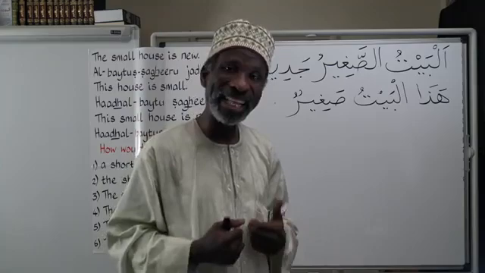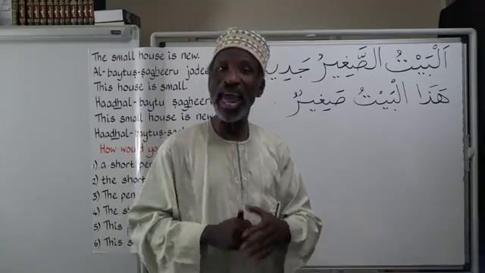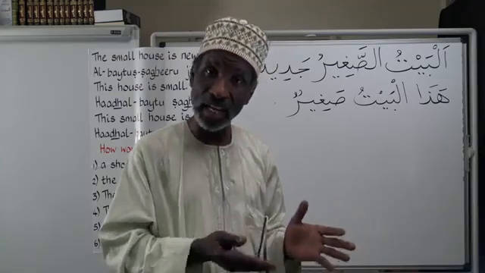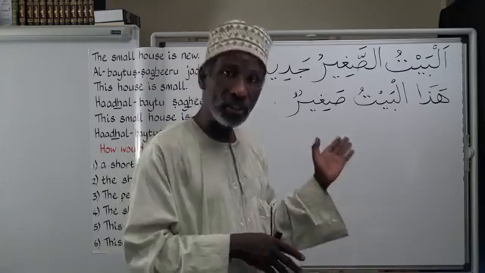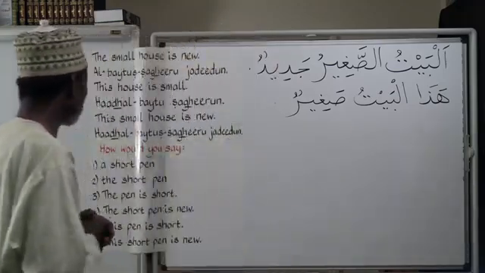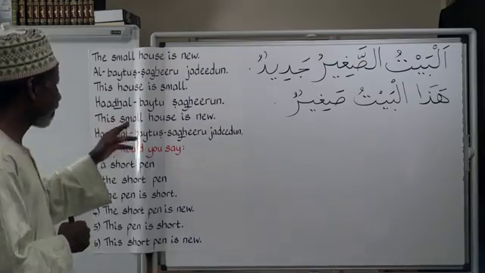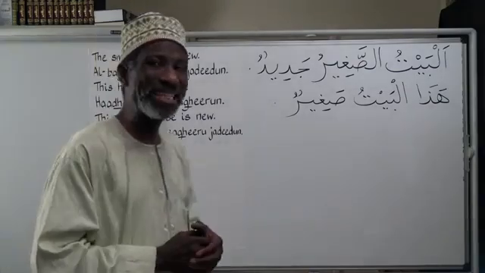But in English, you don't say this house small. You say this house is small. You need the verb to be. Next one. This small house is new.